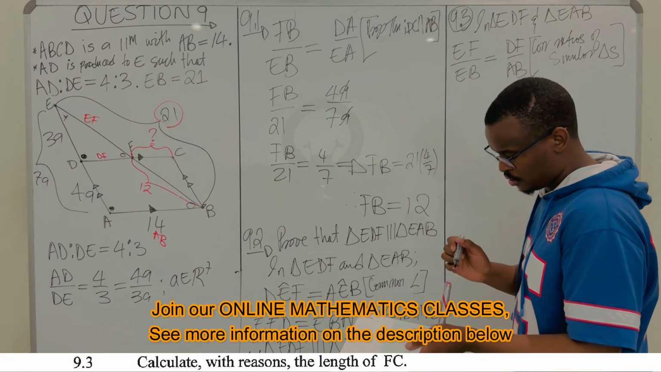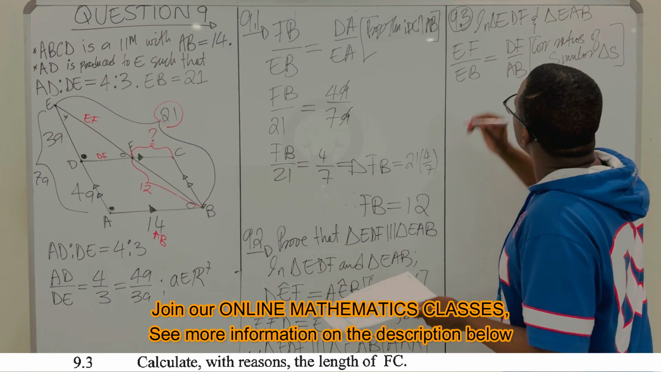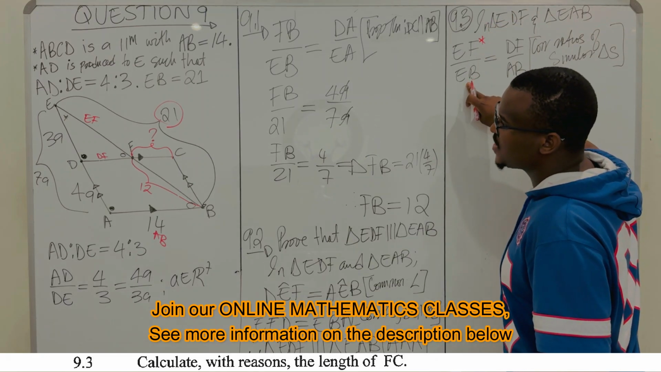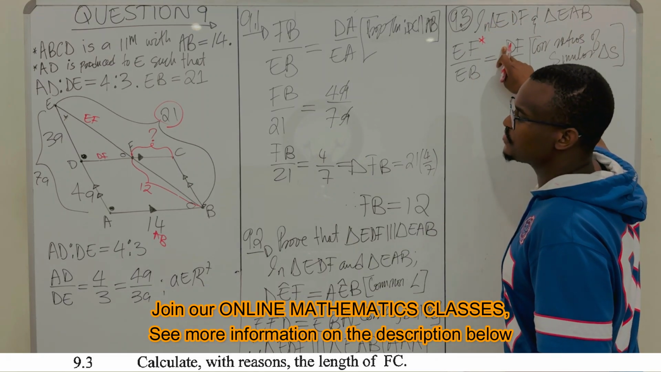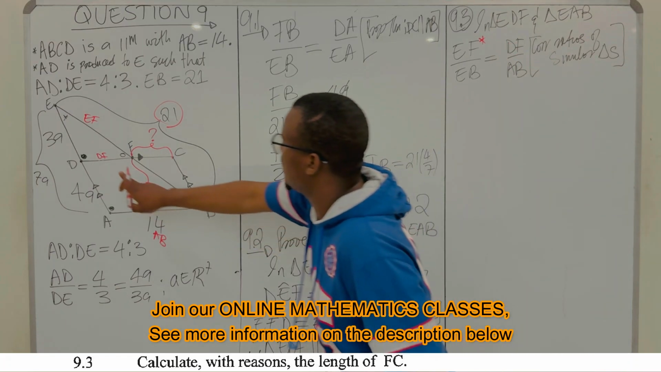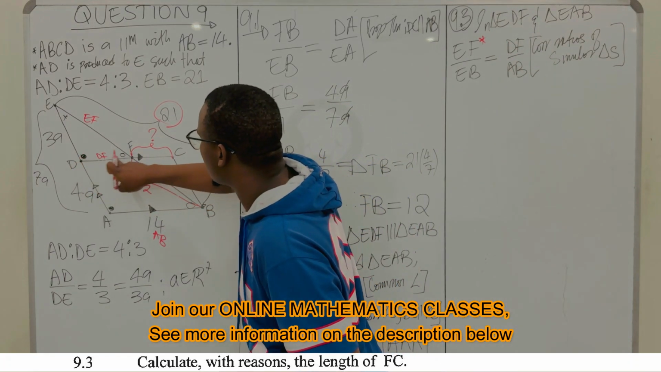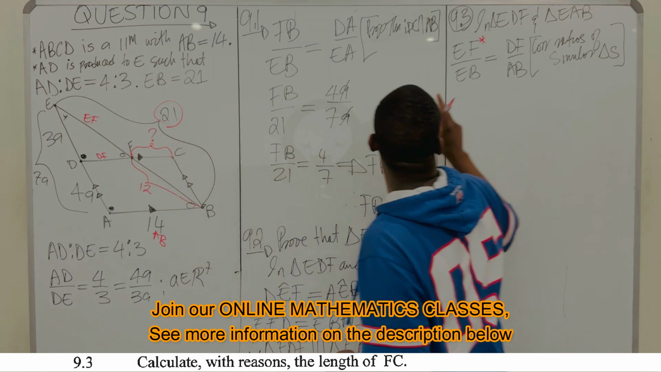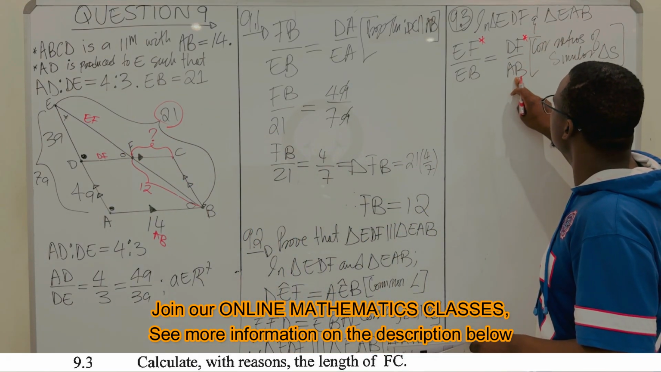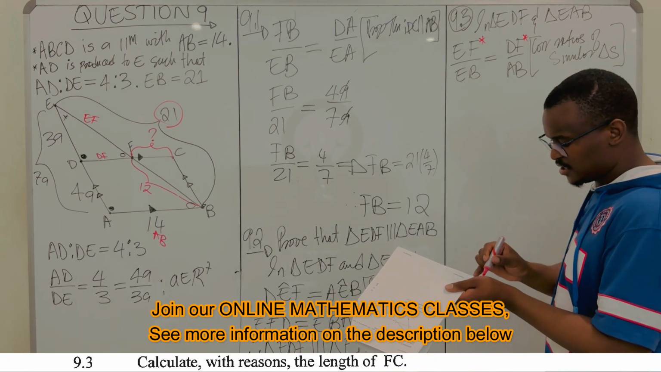So do I have EF? No, I don't have the value of EF. Do I have EB? Yes, it's 21. Do I have DF? No, I'm looking for DF so that I know how much this part is, and then I'll be able to find FC. Do I have AB? Yes, I do have AB. But I can find EF.